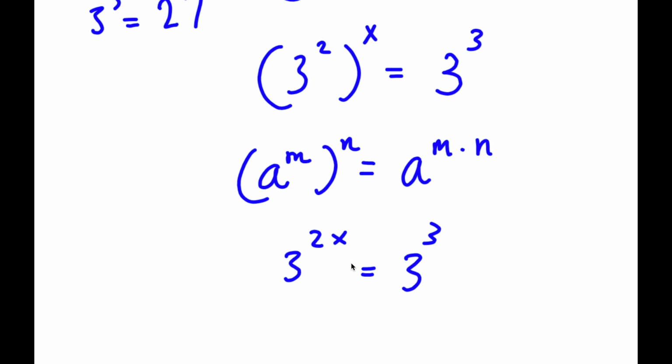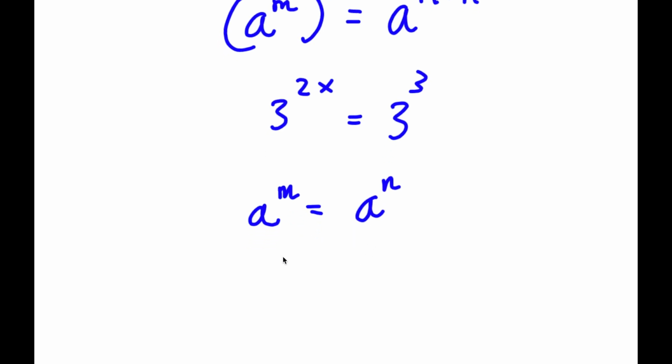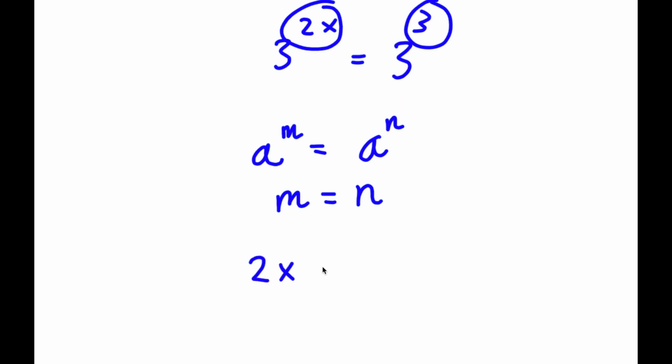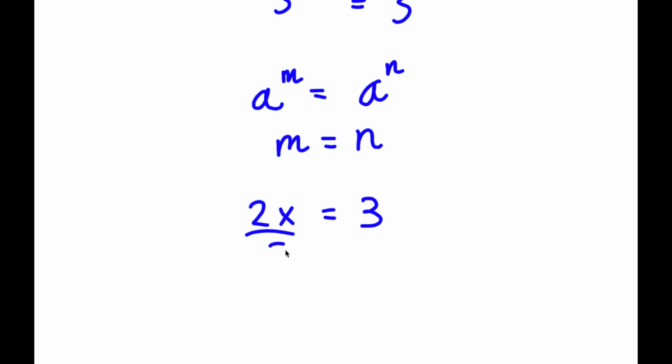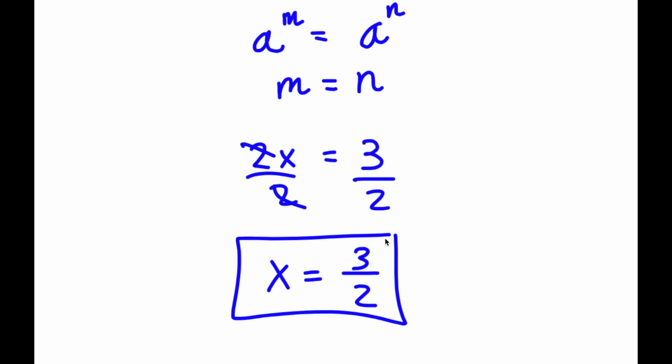So now, if I have something in the form a to the power of m is equal to a to the power of n, this means that m is equal to n. So in this case, these two exponents equal each other, so 2x is equal to 3. Now to solve this equation, all I have to do is divide both sides by 2, these two cancel out, and I'll have x is equal to 3 over 2. So this is my answer.